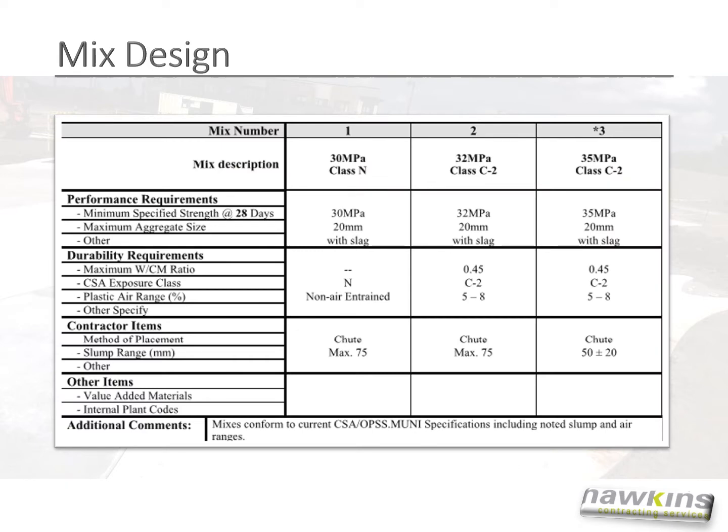Bundled in a mixed design, in addition to the MPa, CSA exposure class, and plastic air range percentage, is other important information, including minimum aggregate size, maximum water to cement ratio, and method of placement. All requirements in a mixed design must be met. Whether your concrete is being inspected during the pour or after the fact through order detail confirmations, if any of the mixed design requirements are found not to be met, the result could mean having to break out and replace the poured concrete.